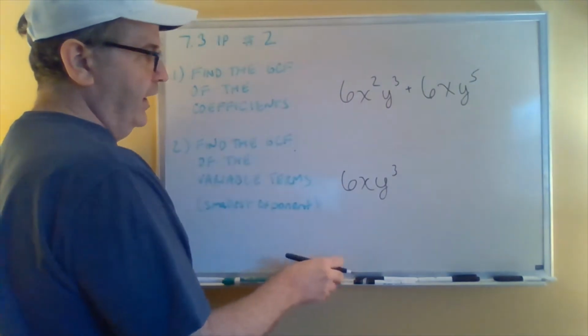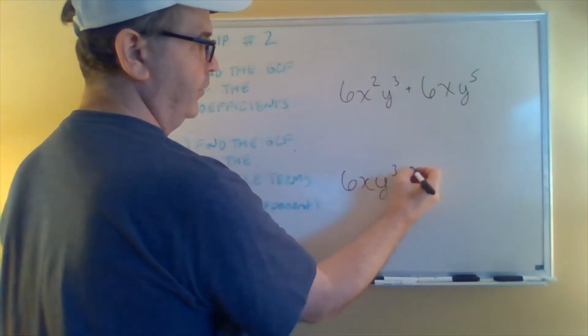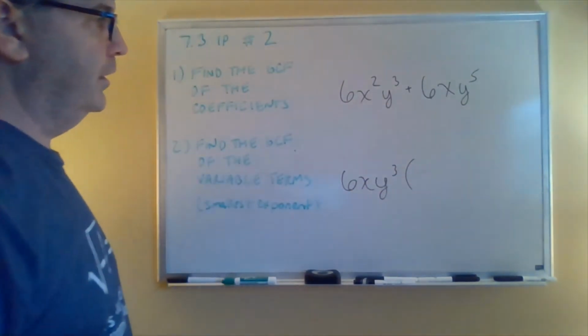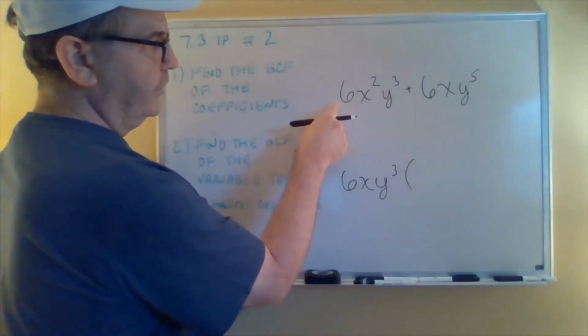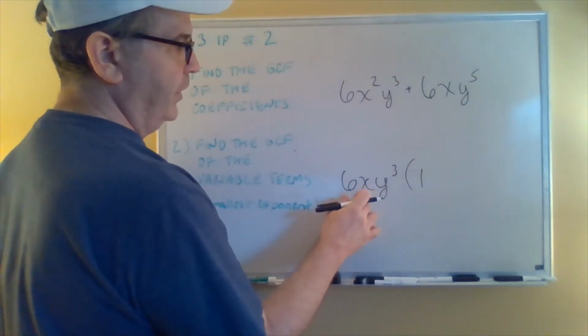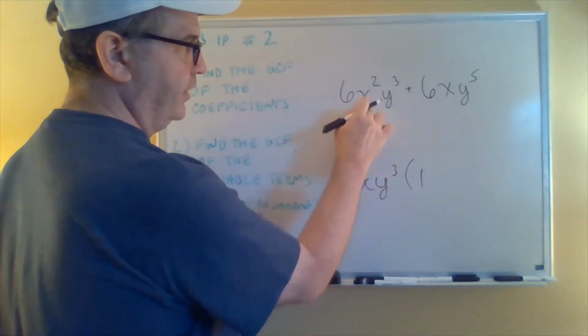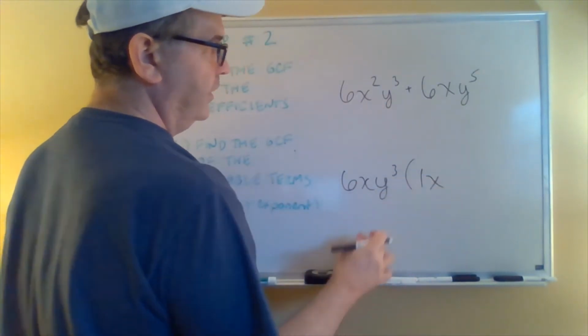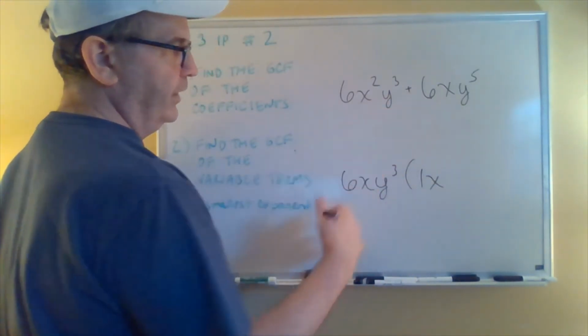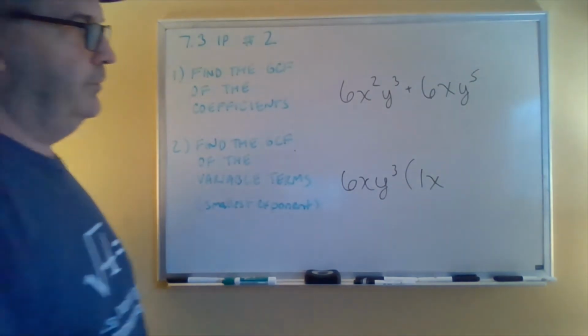So now we're going to divide our greatest common factor into our expression up here. We'll start with the coefficients. 6 into 6, that goes one time. How about x into x squared? If I pull an x out of x squared, that leaves me with x. If I pull a y cubed out of y cubed, well, they cancel each other out.